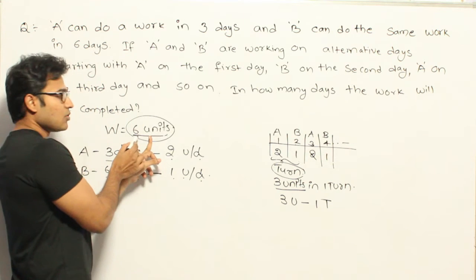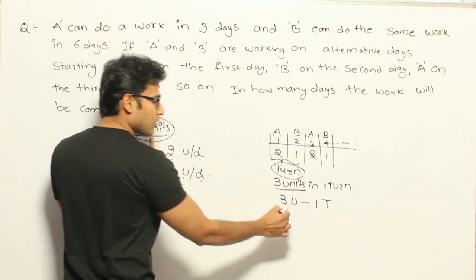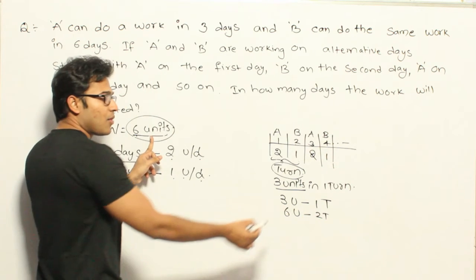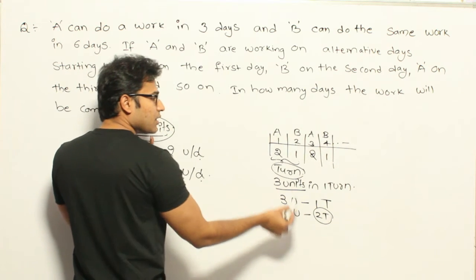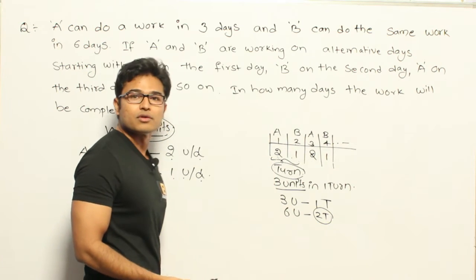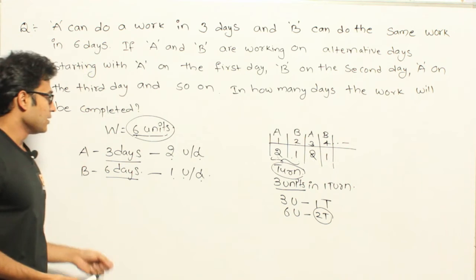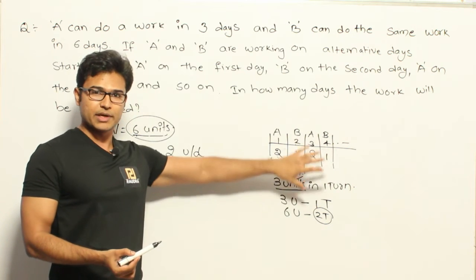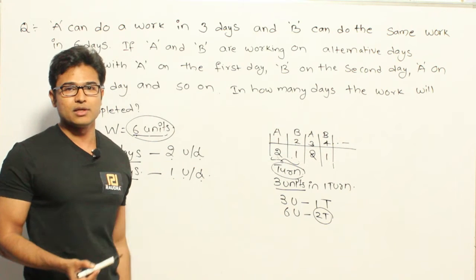Now what is the total amount of work? 6 units. Therefore 6 units can be finished in 2 turns, right? So how many turns are required? 2 turns are required. And what is the time of each turn? 2 days. Therefore 2 into 2 is 4. That is how we are supposed to solve it. Anyway, we are going to take more examples and I will explain you all the possible cases in these questions. That way you will get the confidence.